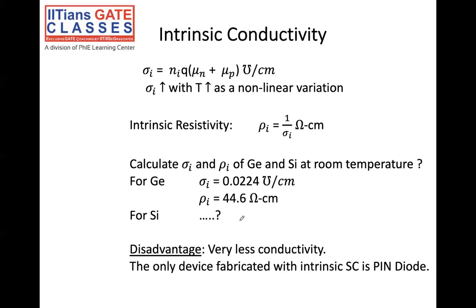Now, the other thing is the disadvantage of these intrinsic semiconductor. We know the intrinsic semiconductors are having very less number of free charge carriers. That is why the conductivity is very less. And the only device which is fabricated with intrinsic semiconductor is pin diode, which is useful in optical fiber communication. So these 2 points are there. Based on this, we can say we have 2 disadvantages.